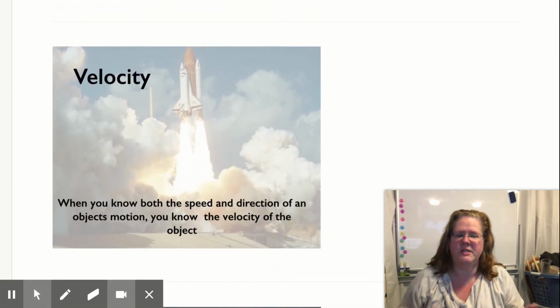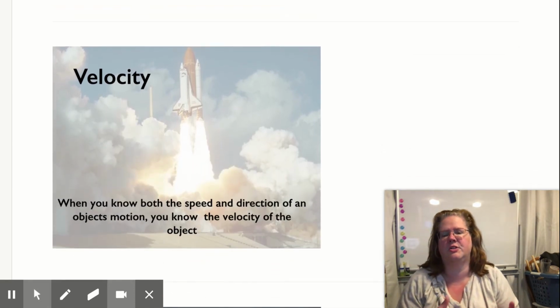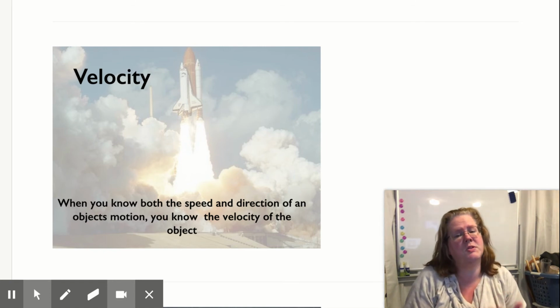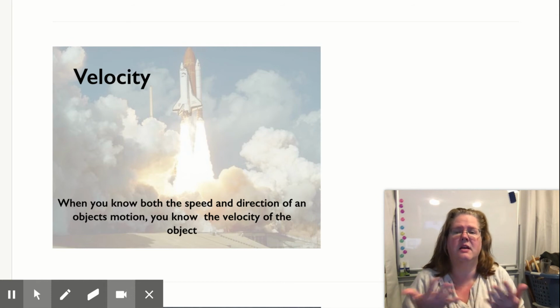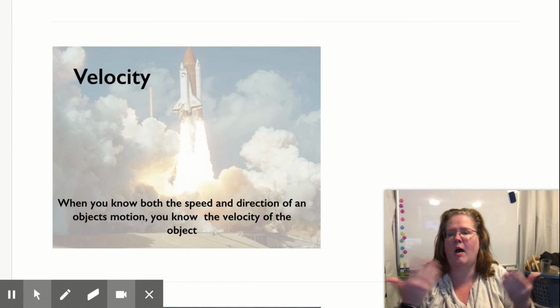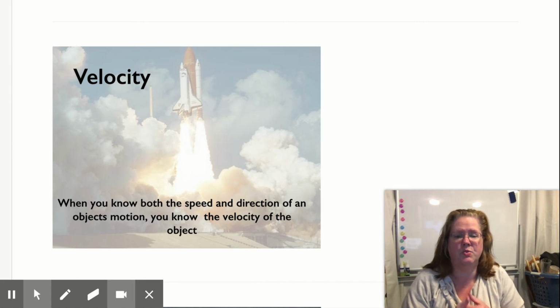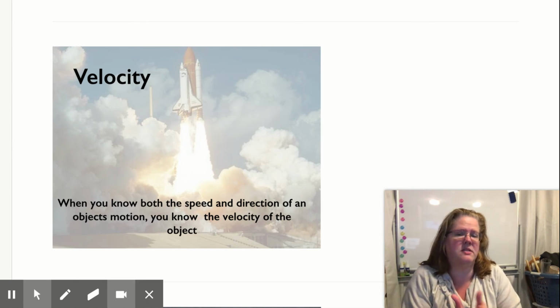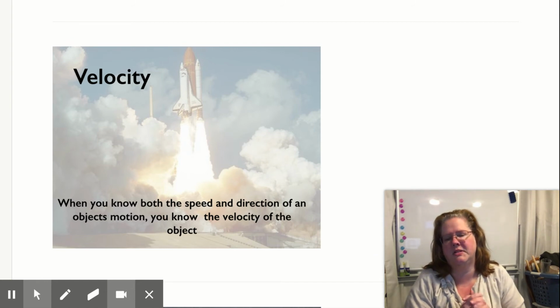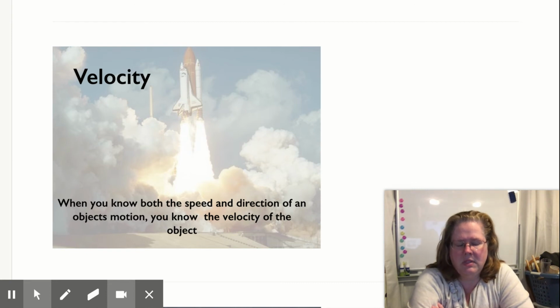The difference between speed and velocity is velocity actually includes direction. So when you know both the speed and the direction of an object's motion, you know the velocity. In this case, the space shuttle's velocity is however many kilometers per second up. Because I included the direction, it's no longer just a speed, it's a velocity. If I said the storm is coming at us at 20 miles per hour, that's a speed. If I said the storm is coming at us from the north at 20 miles per hour, that's a velocity.